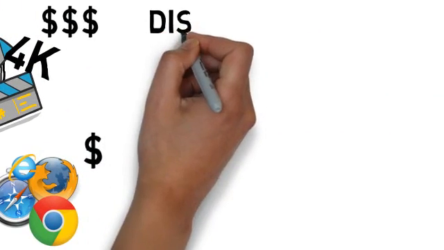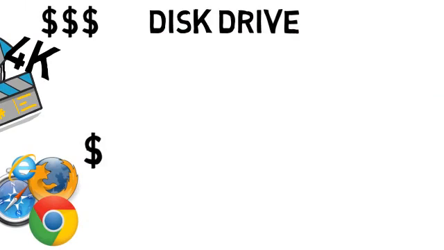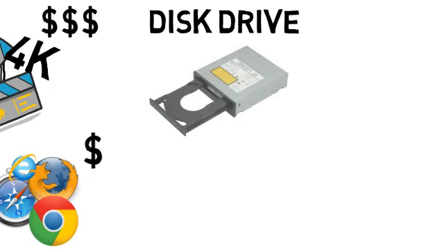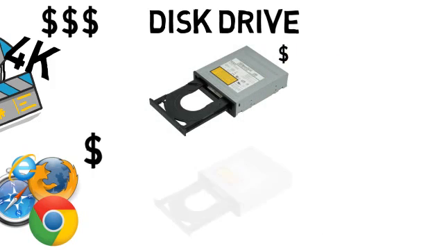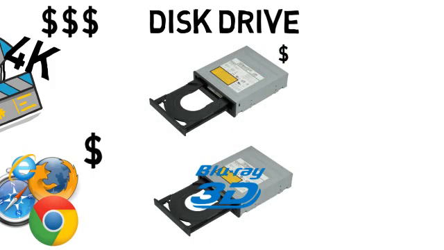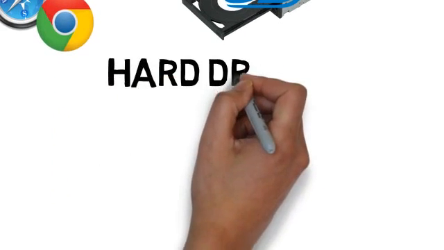A disk drive or optical drive. This is optional and can be added if you're going to need to play discs. You can get basic drives that read and write CDs and DVDs, or more advanced drives that also work with Blu-ray discs.